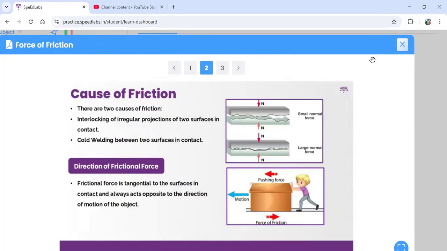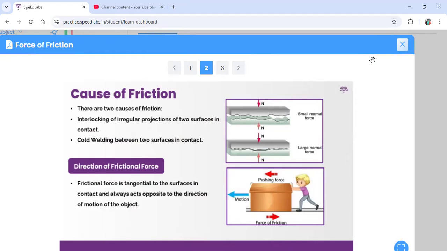Very, very important. They may ask for 2 marks: discuss the cause of friction. There are two causes of friction. First, interlocking of irregular projections of the two surfaces in contact. Whenever two surfaces are in contact, children, you can see there are irregularities in the surfaces. And next, cold welding between the two surfaces in contact. So these are the two reasons which you can write. Here you can see the upper surface and lower surface, irregularities are there. Here also you can see a large normal force is there.